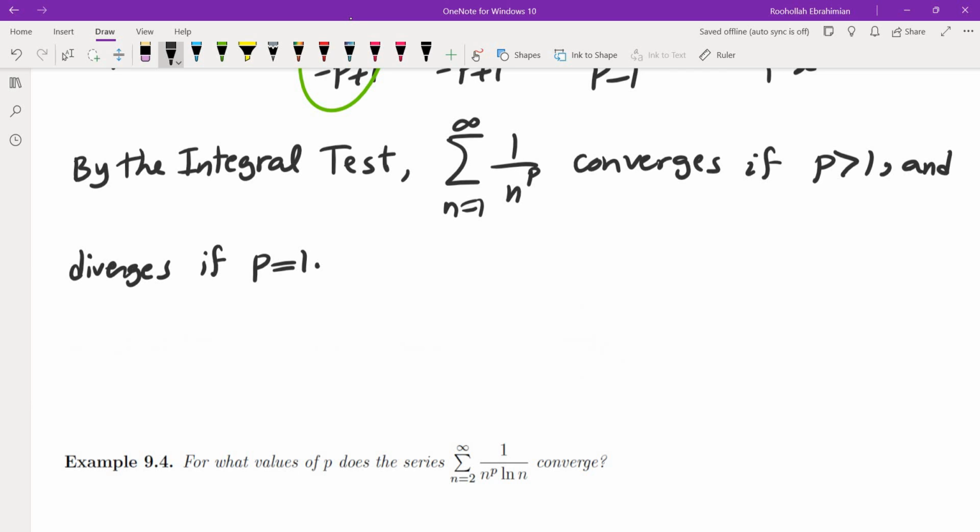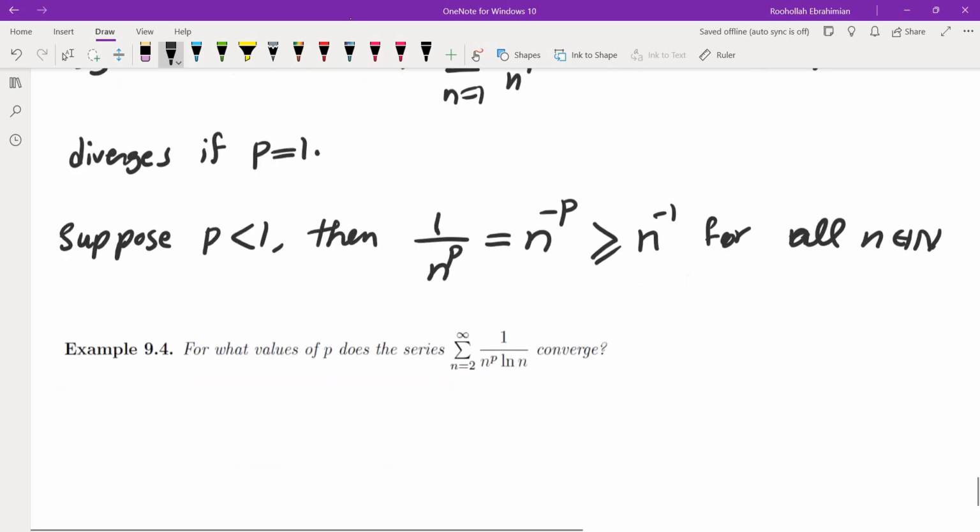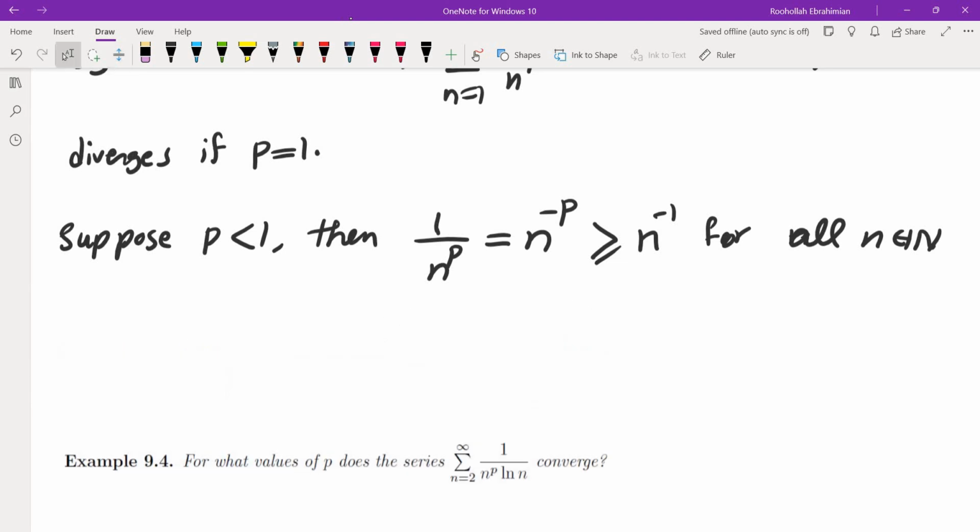So we are left with p that is less than 1. So suppose now p is less than 1. Then 1 over n to the p is n to the negative p. Negative p is more than negative 1. So this is more than n to the negative 1 for all n in the natural numbers. And clearly n to the negative 1 is positive.